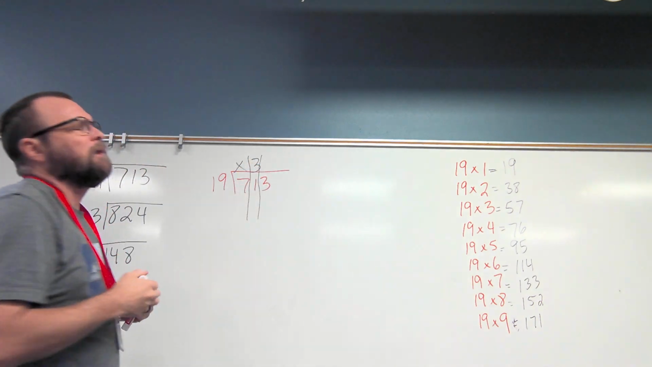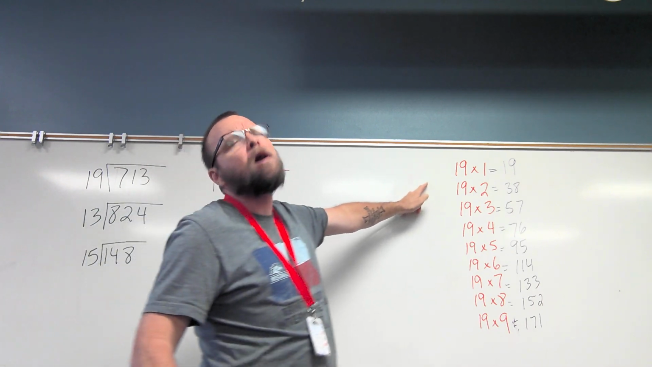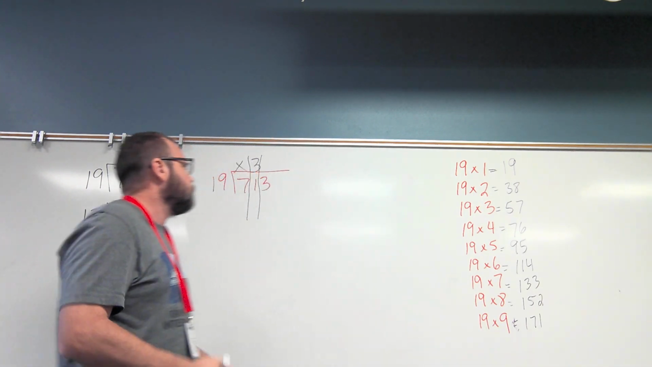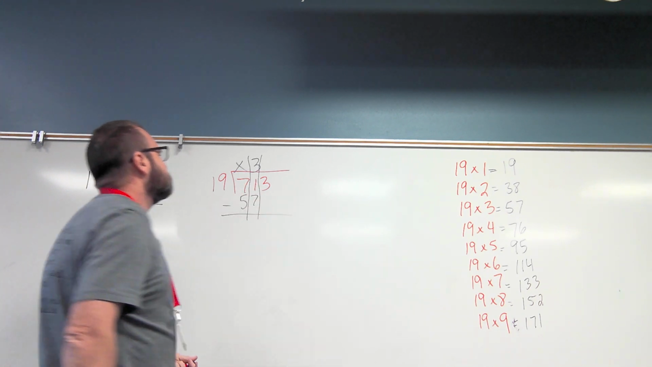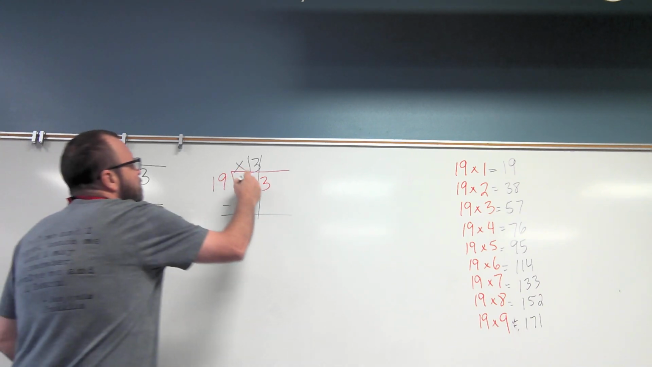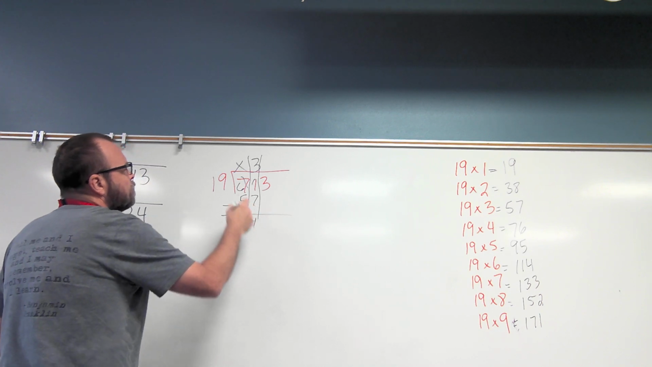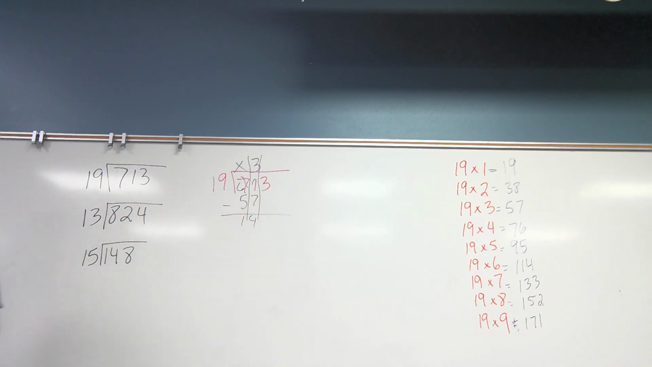Now I got to know 19 times 3. Oh, wait, we've already done that because it's the hardest part of division. 19 times 3 is 57. We subtract and we get 14, and 14 is less than 19. So we don't have a problem there.